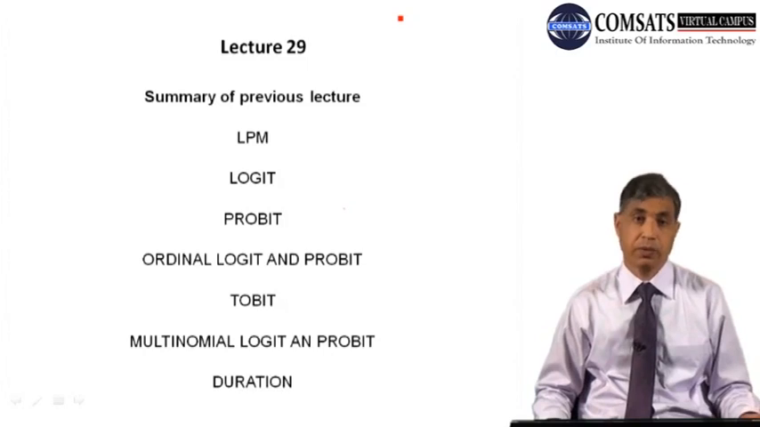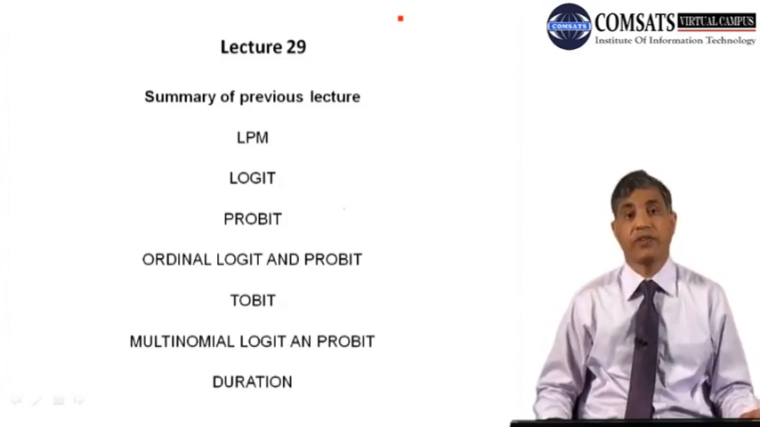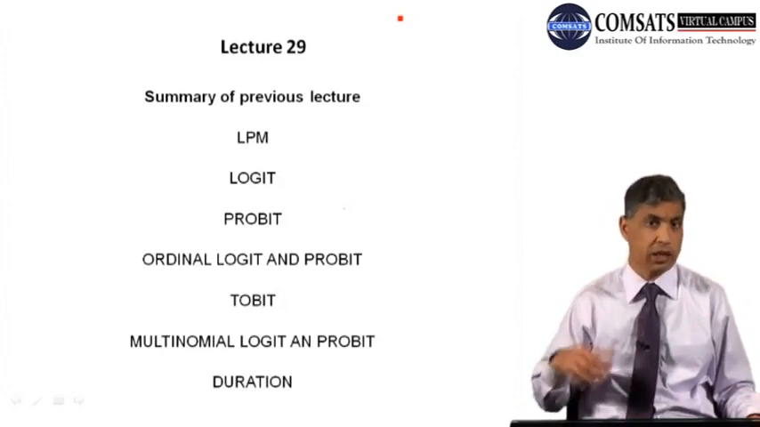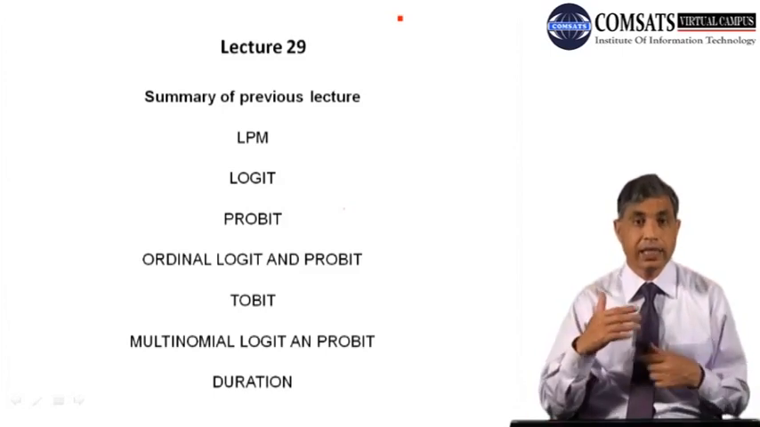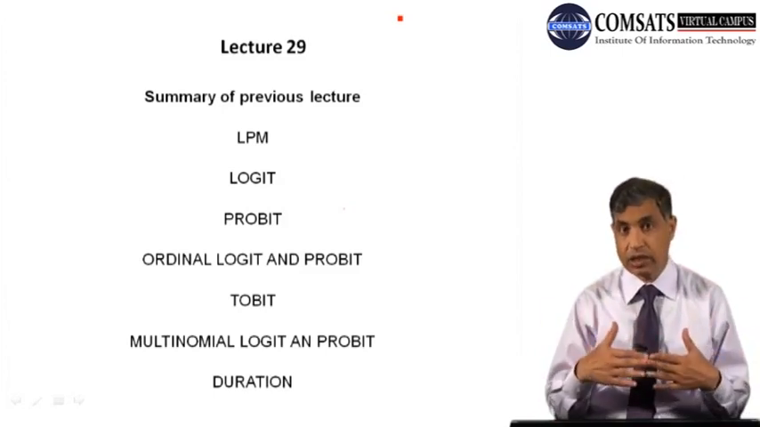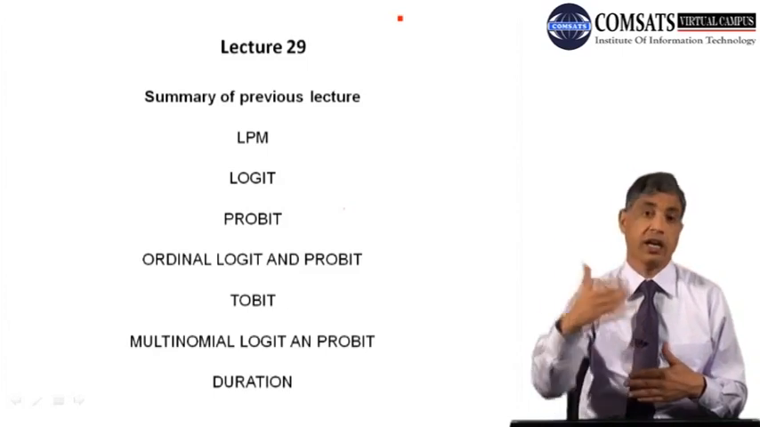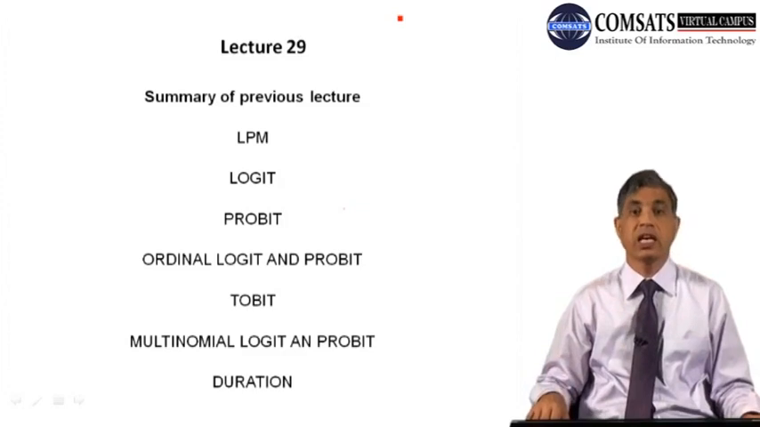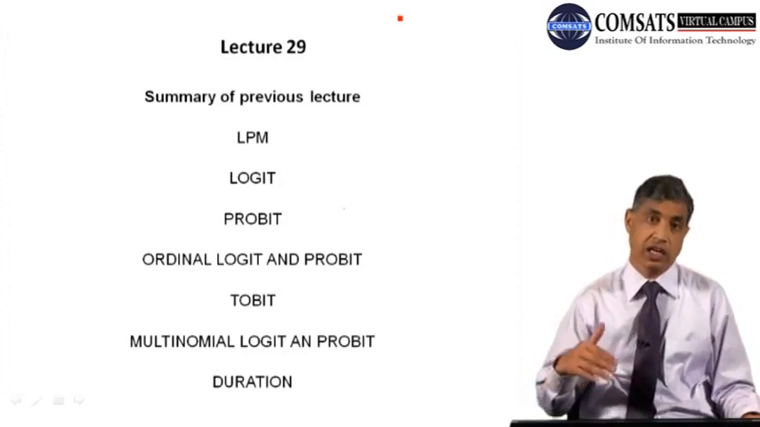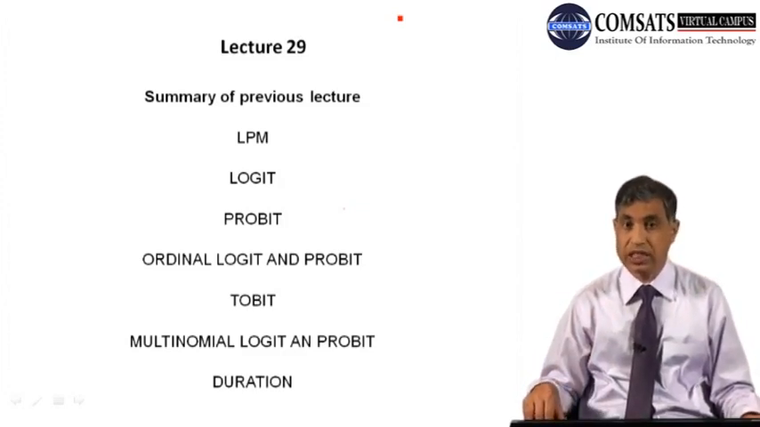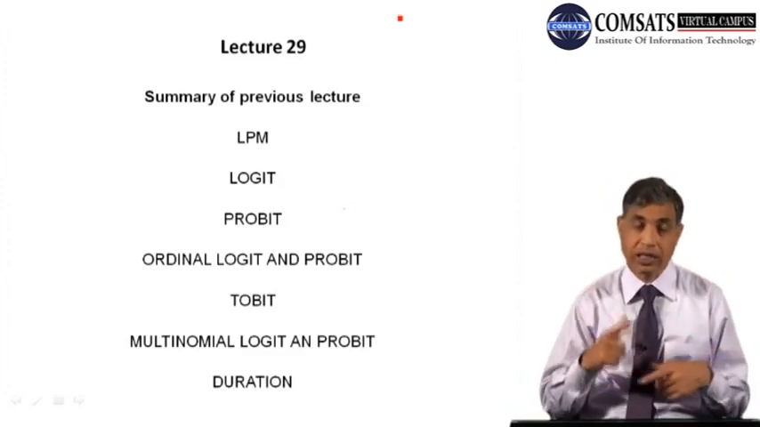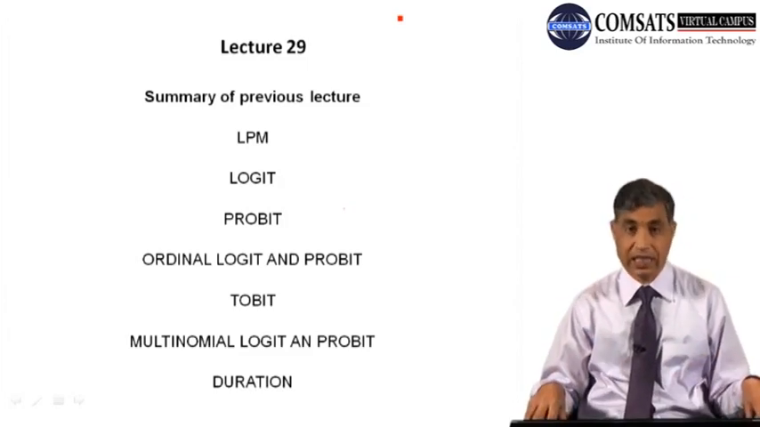For example, the first problem we faced was heteroscedastic variance, which violates a basic and fundamental assumption of the classical linear regression model. Then there was another problem: the estimated values are not necessarily between 0 and 1, so they could cross the limits. That's why we asked for a model or technique that could ensure that the probabilities will remain within the limits.